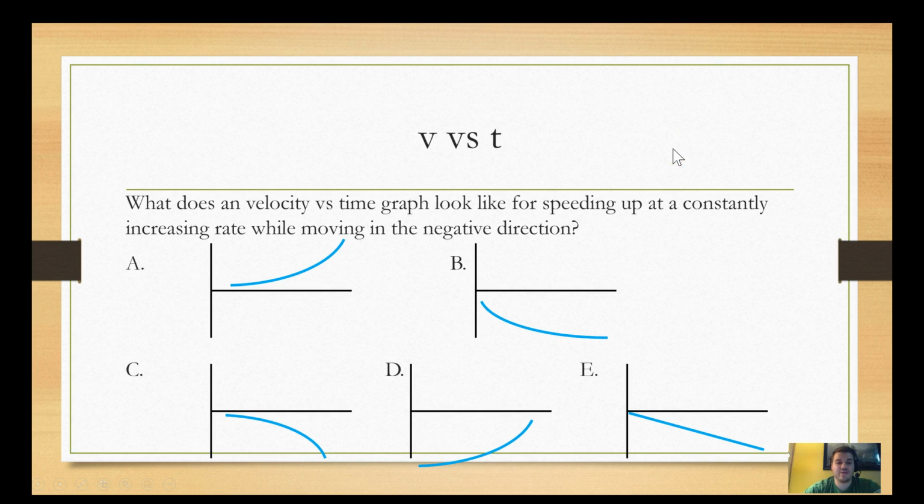Last one. This is a little bit of a tricky one: an object speeding up at a constantly increasing rate while moving in the negative direction. So first we're looking for negative direction. That's not A, that's all the others. After that we need to be speeding up, so the value needs to be going not towards 0 but away from 0. That eliminates D. And we want the rate to increase as well, meaning we're going to get a steeper slope. So the only thing that has a negative value that is going away from 0, that is becoming steeper, is C.